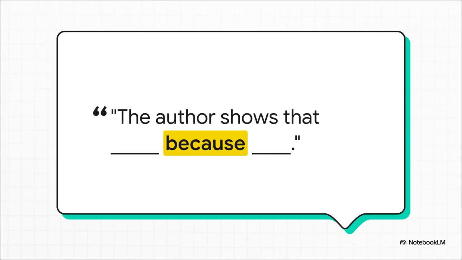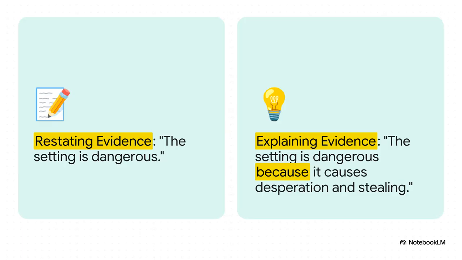Here is another game-changing sentence stem for you. This one's for step 4. The word because. It's like a magic key that unlocks true analysis. It forces you to explain the reason behind what you noticed, which moves you way beyond just summarizing and into some powerful interpretation. And this shows you the difference perfectly.